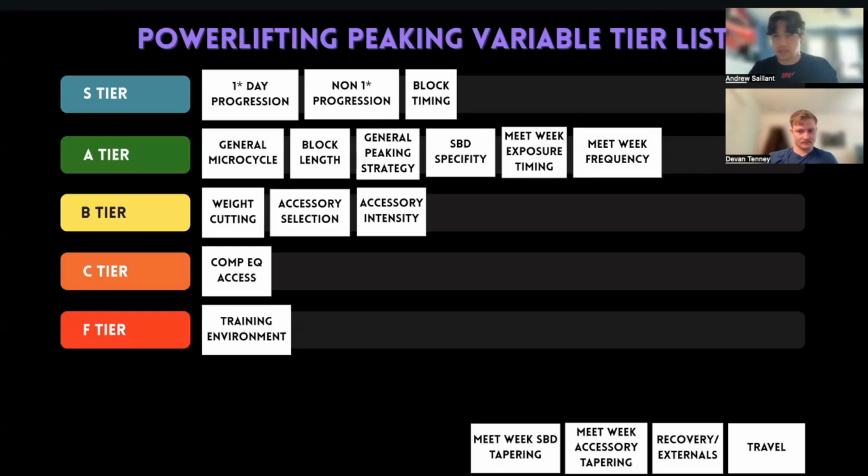And it also kind of depends on the general peaking strategy that you're using. If you're running somebody with an additional taper week, you're going to be tapering a lot more in that meet week, versus if it's a train-in strategy, probably not as much, and you'll probably be tapering more out of the accessories.